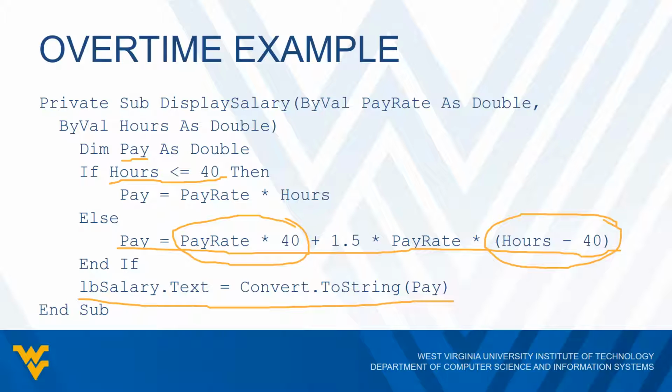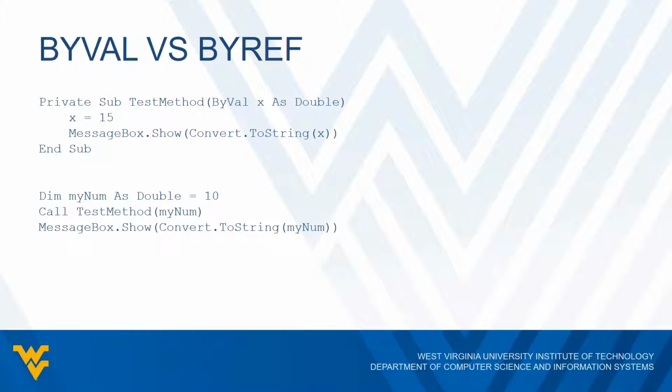And then we see down here, this is no different than what we've seen before already, where we're going to take our pay, convert it to a string, and then store that into the text property of the label, which is called LB salary.